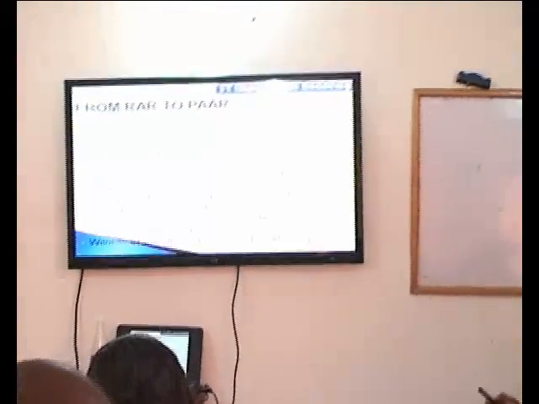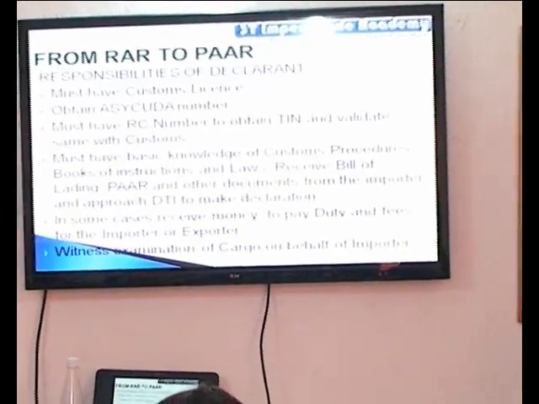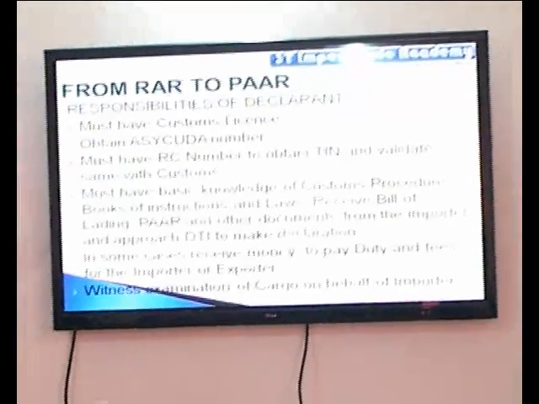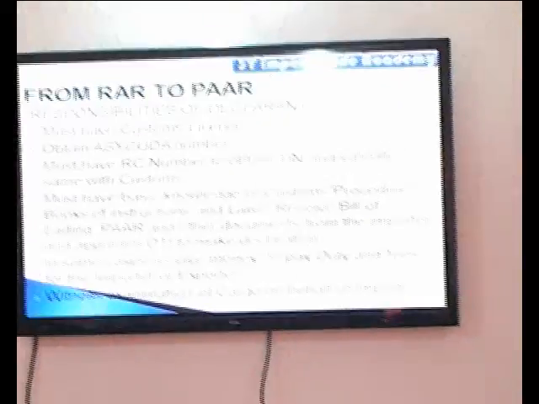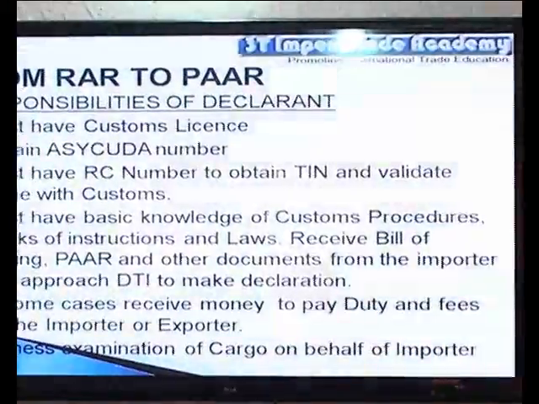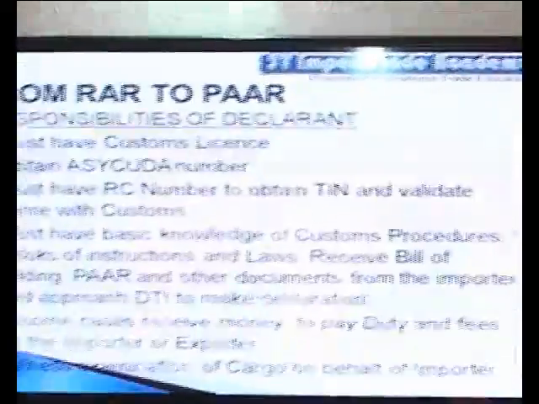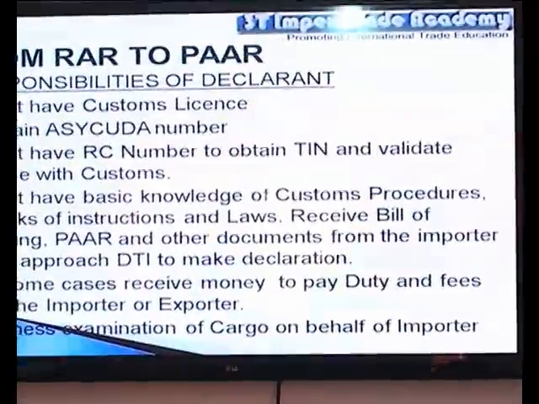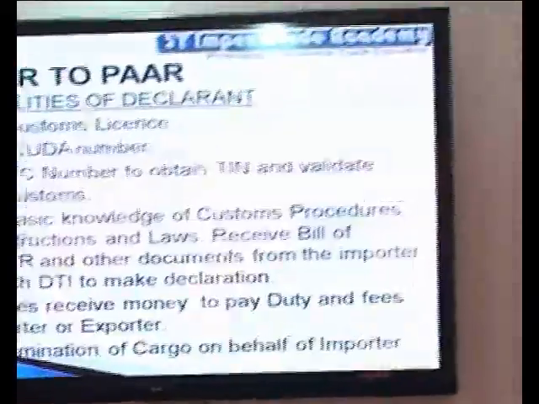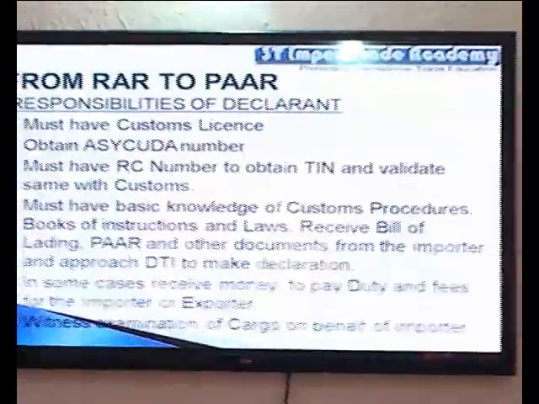Responsibility of declarant. Declarant here is your agent. They must have a custom license. They must have Asycuda number also. They must have RC number and TIN. They must have the basic knowledge of custom procedure. They receive the bill of lading from you and other documents from you and approach custom to make declaration. In some cases, they receive money to pay duty and fees for the importer and or the exporter. They also witness examination of cargo on behalf of the importer.